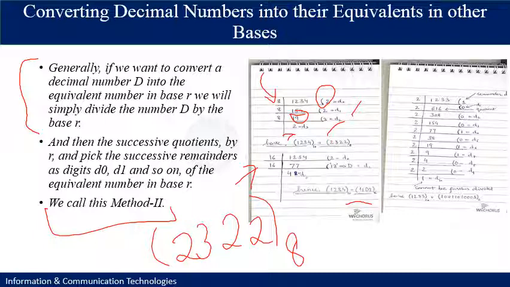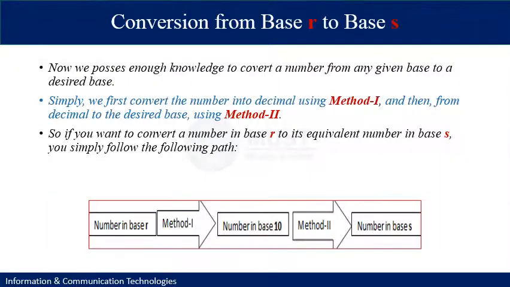Similarly, if you represent this number in binary, you will divide it by 2 and you will have this representation in binary, which is 1001101000001 in base 2. So now we possess enough knowledge to convert a number from any given base to a desired base.